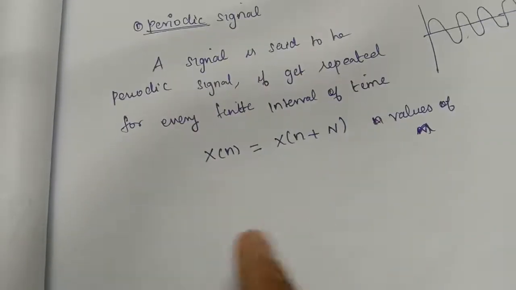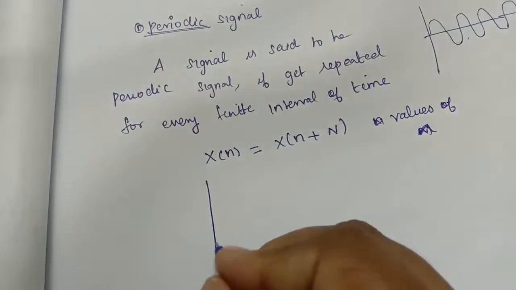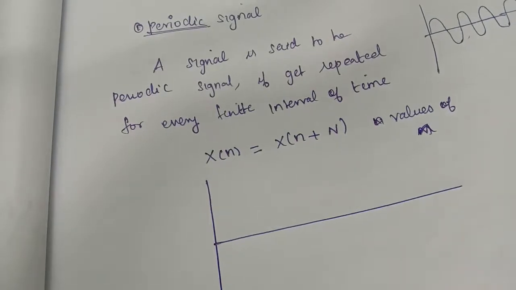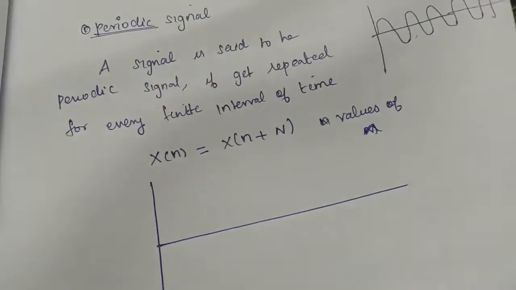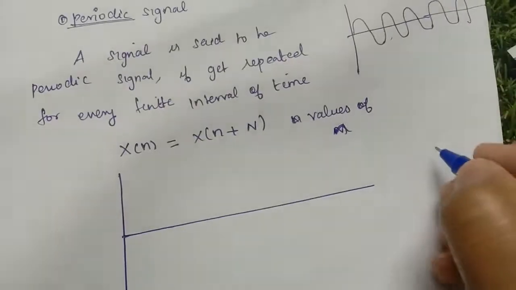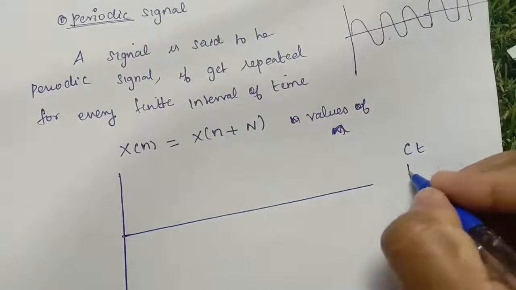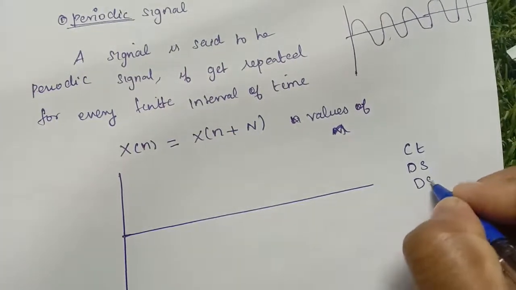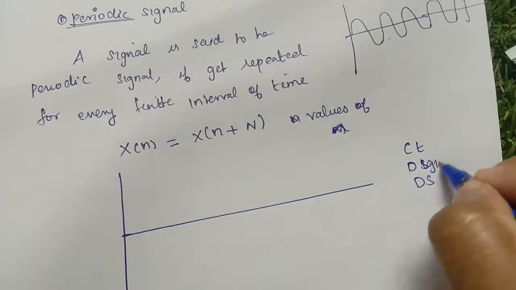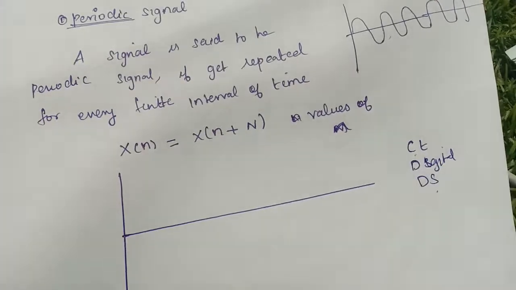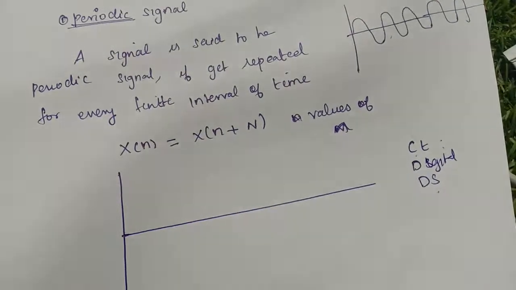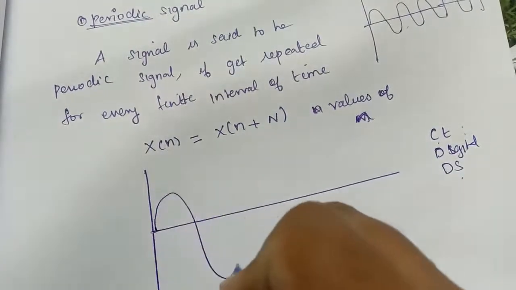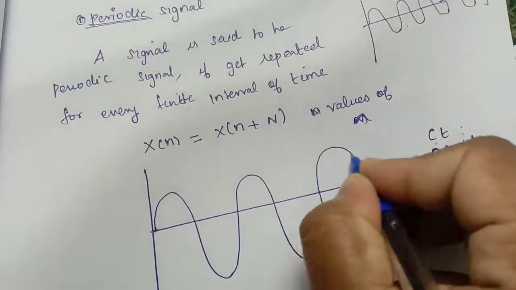And how will the periodic signal be, if it is a continuous signal. Already you know what is a continuous signal and what is a discrete signal. Normally the signal is divided into three types: continuous signal, digital signal, and discrete signal. First of all, you want to know what is a continuous signal. When you have a continuous interval of time, it is called a continuous signal.